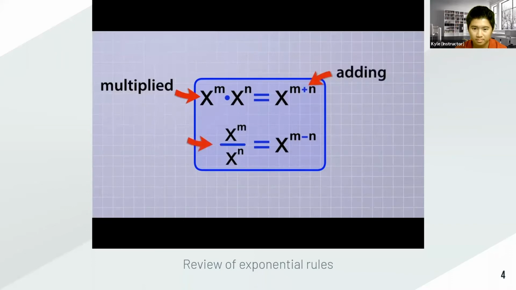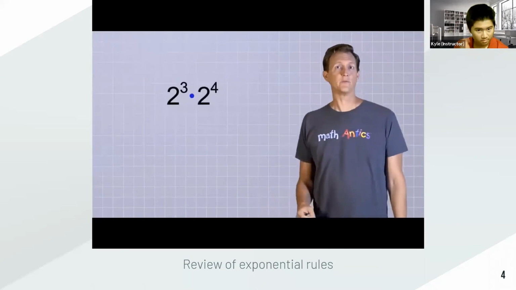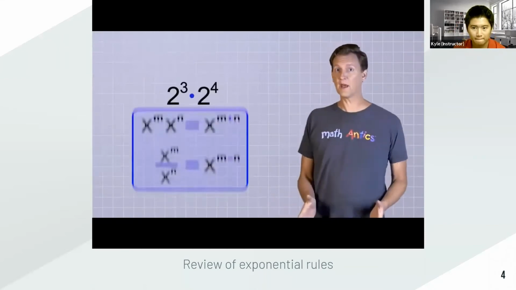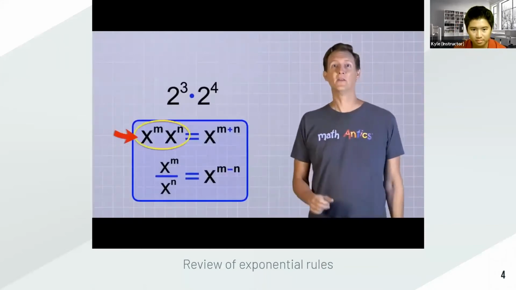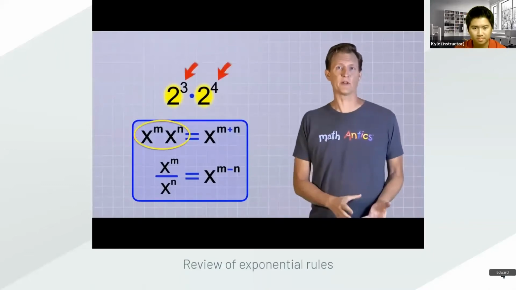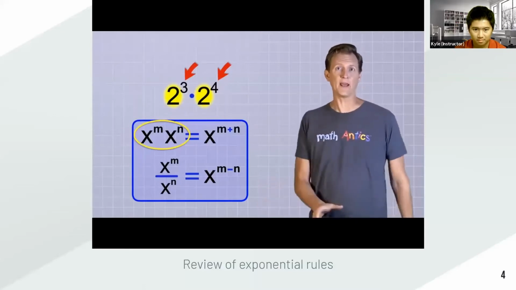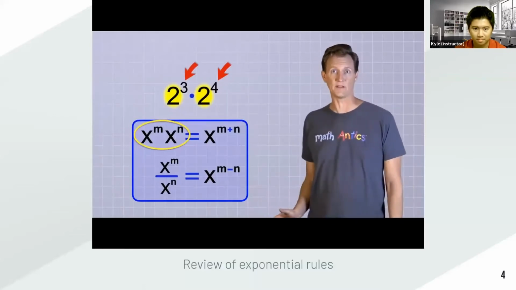And the second law says if we have the base x with exponent m being divided by the same base x with exponent n, we can combine them simply by subtracting the exponents. Let's see some examples of each, like this one, 2 to the third times 2 to the fourth. Does that fit the pattern of our first law? Yep, the base of both expressions is the same, but they happen to have different exponents. The law would still work if the exponents were the same, but they don't have to be. Just the bases have to be the same.